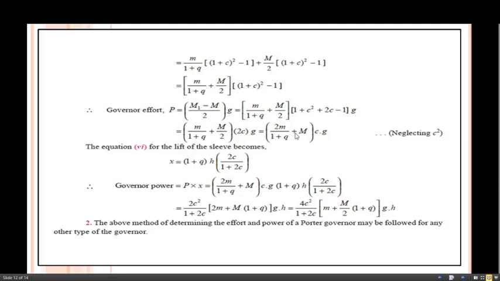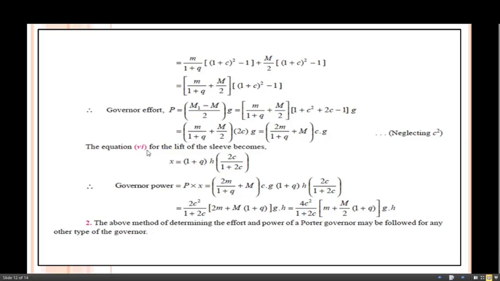So what about the next step? Now the next step can be written like this: 2m divided by 1 plus q plus this one, m, into g. Here only 2 is multiplied and divided to this term. So we can get simply this equation.